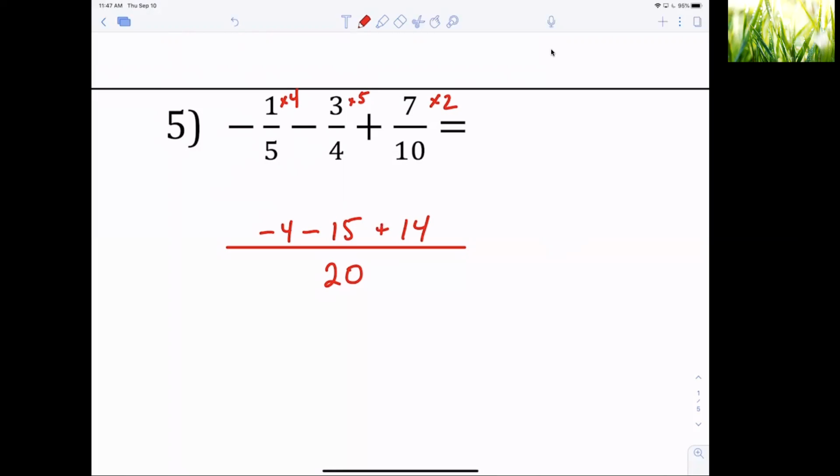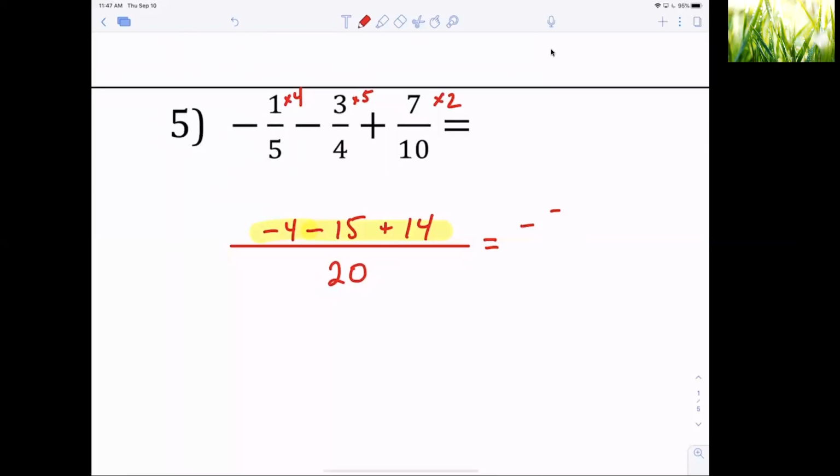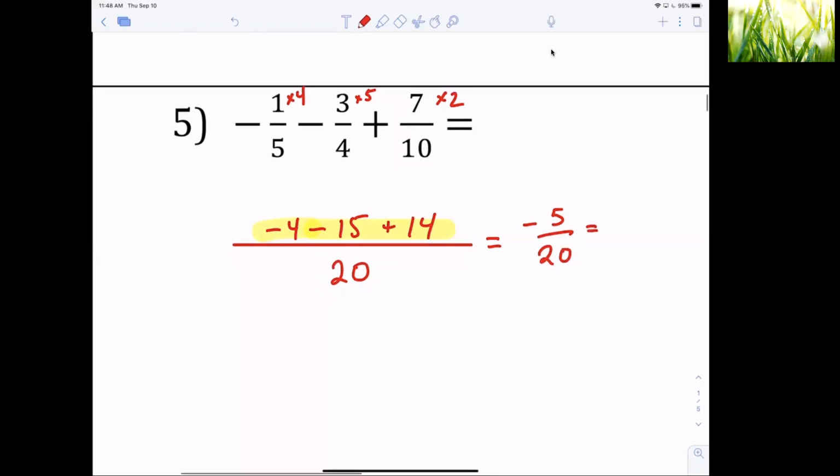Now, to me, when I look at this, there's lots of ways to look at it, but when I look at this, I just say that's negative 1, right? Yeah. And negative 1 minus 4 is what? Negative 5. So do you agree with that? So this is equal to negative 5 over 20. Is that the final answer? No. No, always reduce. You never have to ask me if we have to reduce. So what does that reduce to? Negative 1/4. Okay, good.